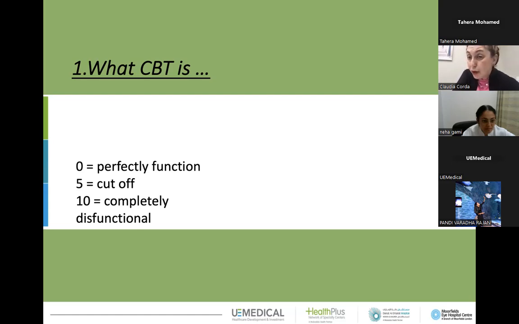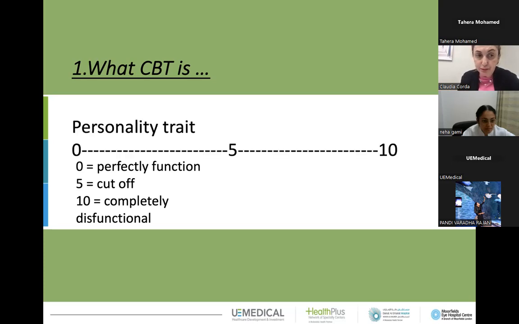So from 0, which is perfectly functioning, which doesn't exist, so there is no one that perfectly functions, to 10, let's say it's O.J. Simpson. We are all in between this scale. So we are all around 5.